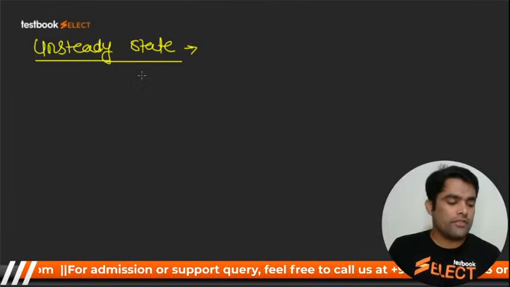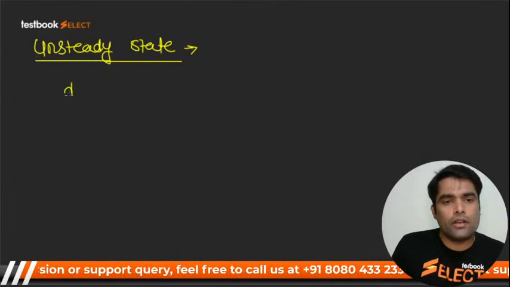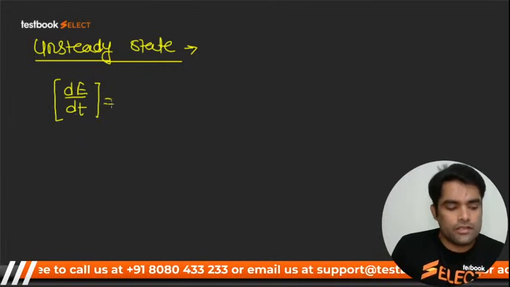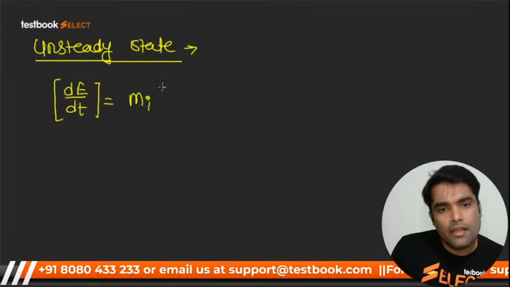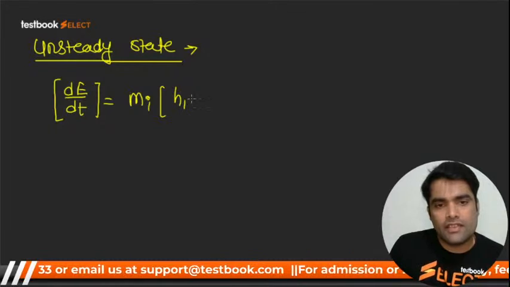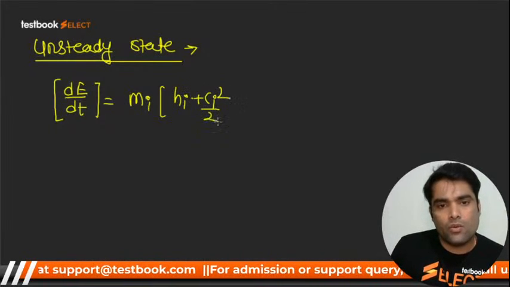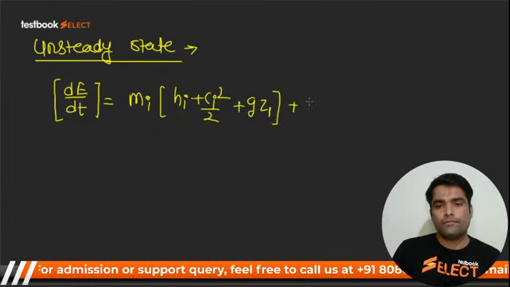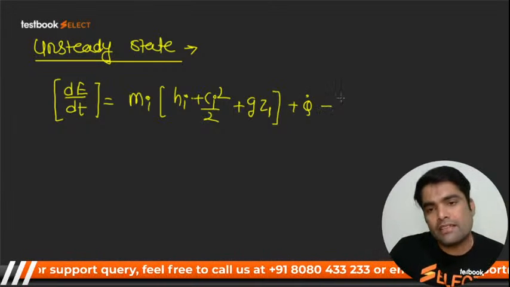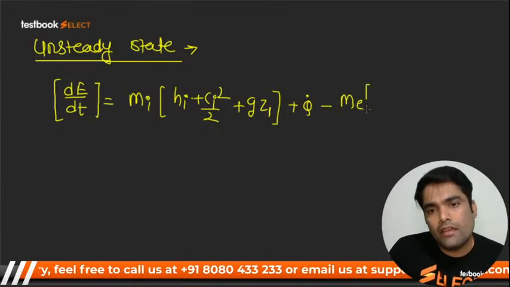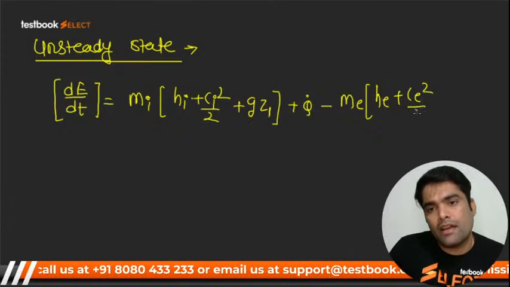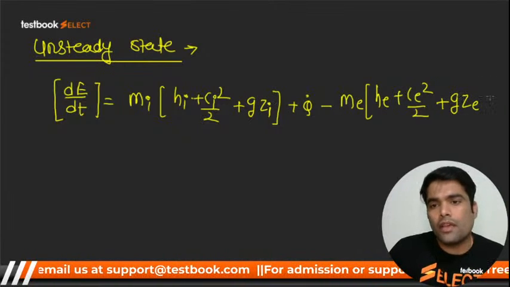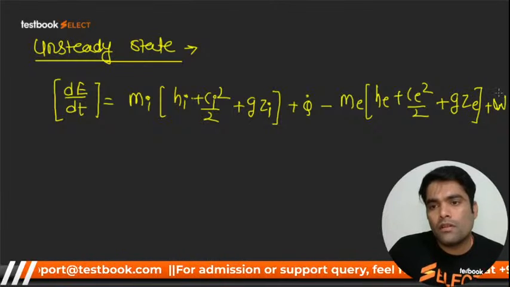अभी तो जल्दी से 1 घंटा हो गया, पता नहीं चला. Okay, so my dear, you know that we got the equation, that is dE by dt of the control volume is equal to what? It is the sum of m_i times (h_i plus c_i squared by 2 plus g z_i) plus Q, minus क्या बच्चा? It is m_e times (h_e plus c_e squared by 2 plus g z_e), plus W, right? Yes or no?